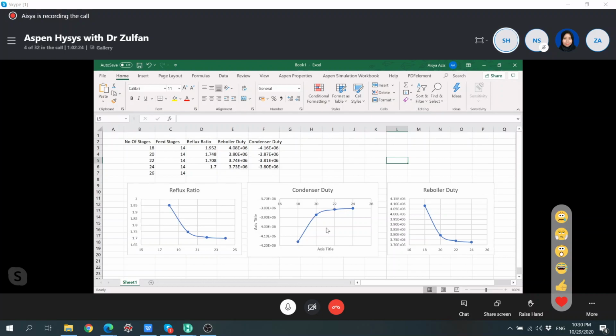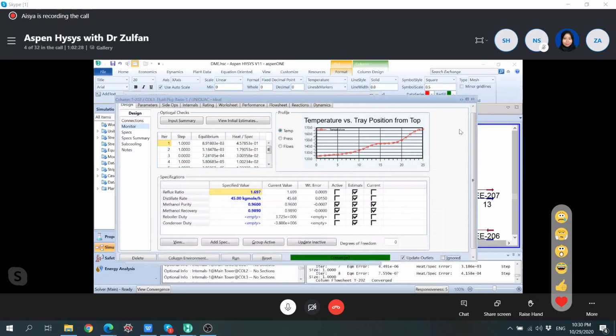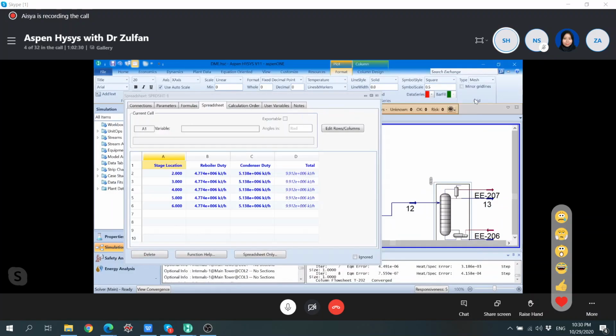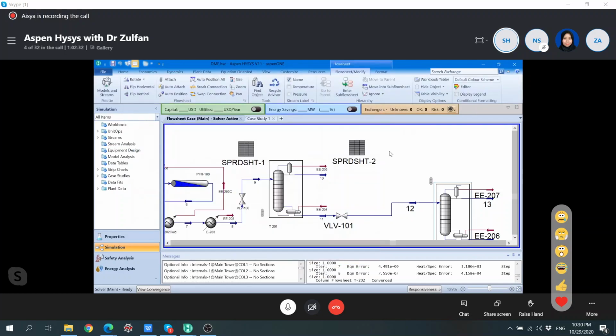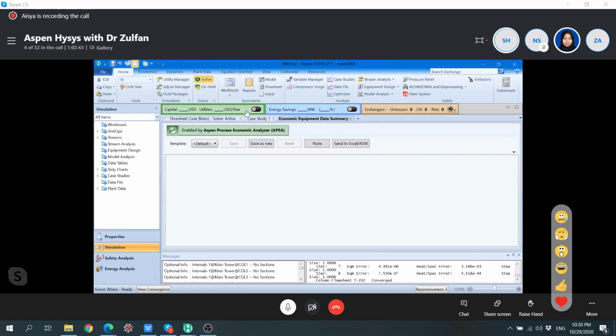Yeah, you can show me that HYSYS. Close this, close it again, and then you can see that capital. There are three tabs above your flow sheet. All right, that one, exactly. You activate that.